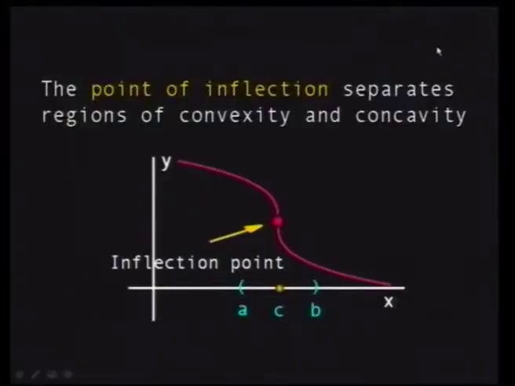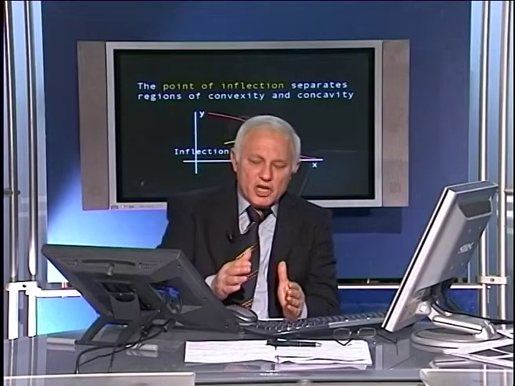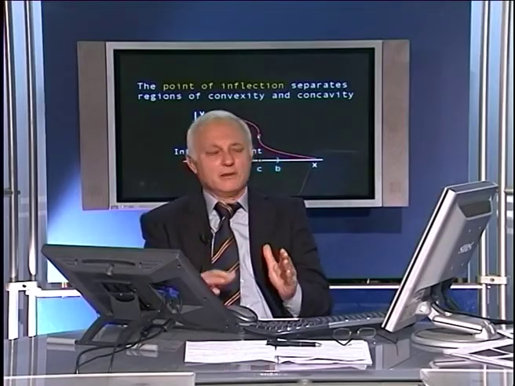Now, this is called a point of intersection between two regions in which the curve, here, when you have the graph here, is concave downwards, and this one is concave upwards. Now, this is a point we call a point of inflection. The point of inflection is the point at which the second derivative of the graph changes sign.